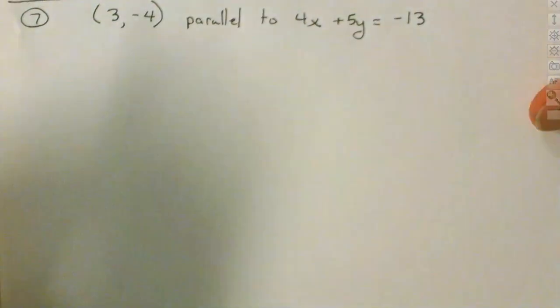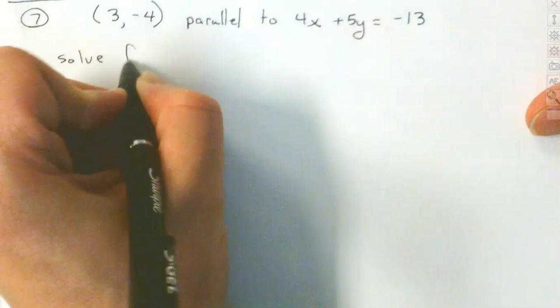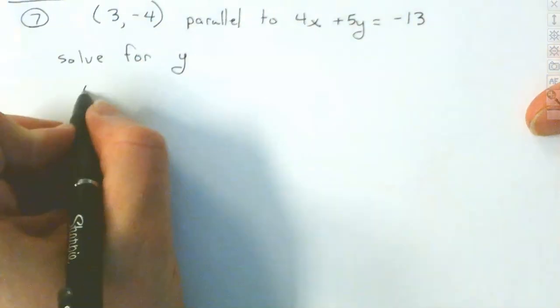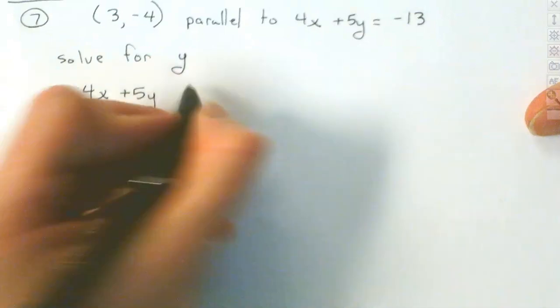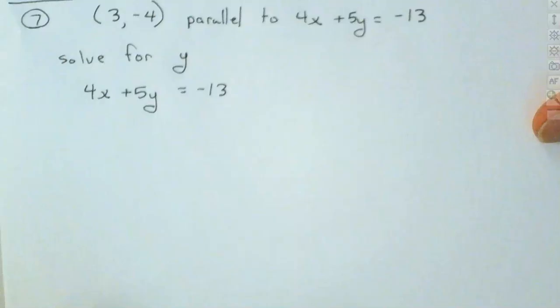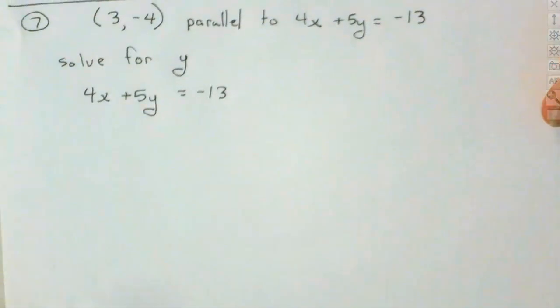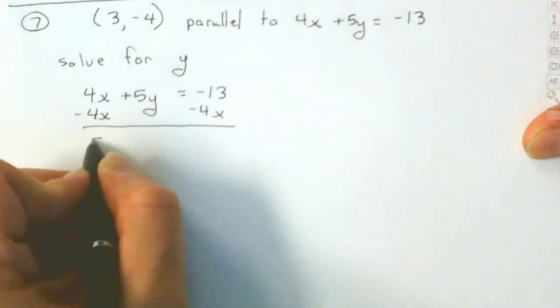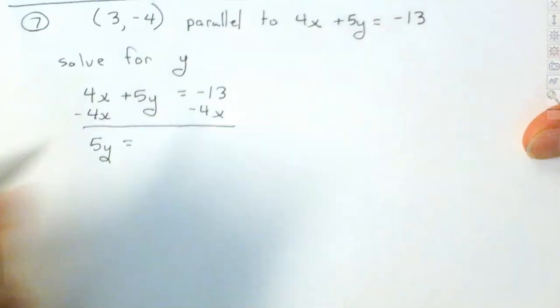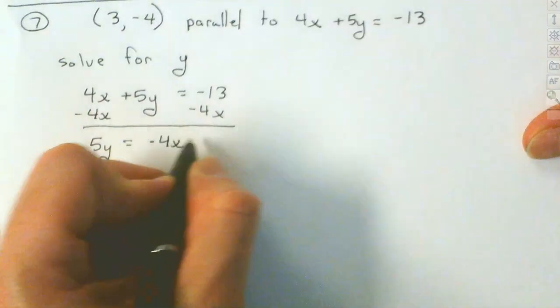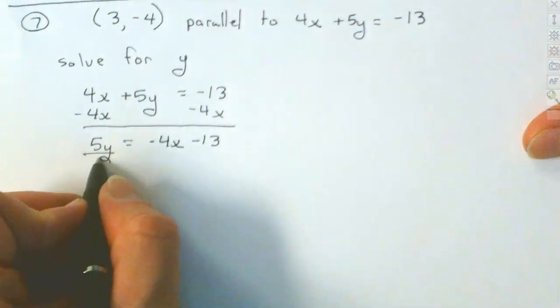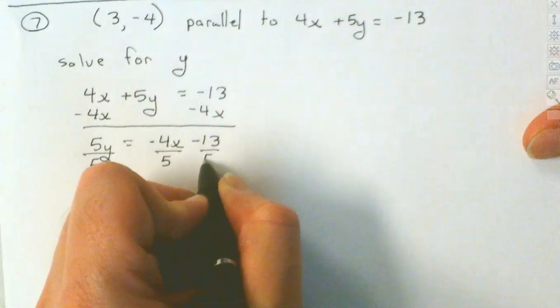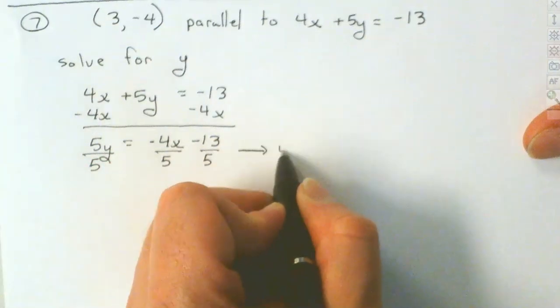So the first thing we're going to do is solve this for y. And that's going to give us our slope. We're going to take this equation and solve it for y. Let's make sure I copied it down right. Yep, everything looks right there. 3, 4 is our point. So I'm going to move that 4x over. And that leaves you then with 5y equals a minus 4x and a minus 13. We'll divide by our 5 everywhere. And now we've got it in slope-intercept form.